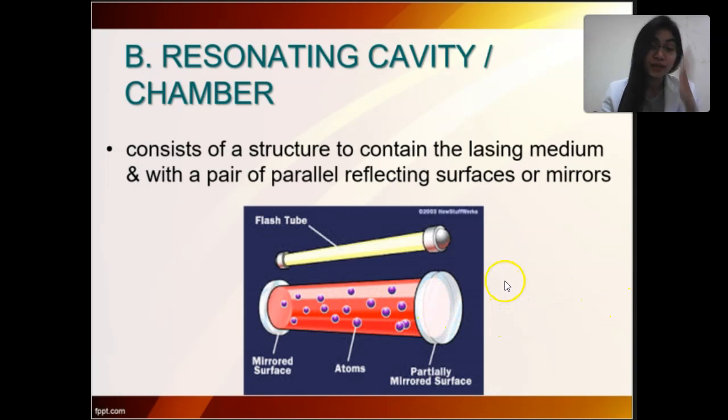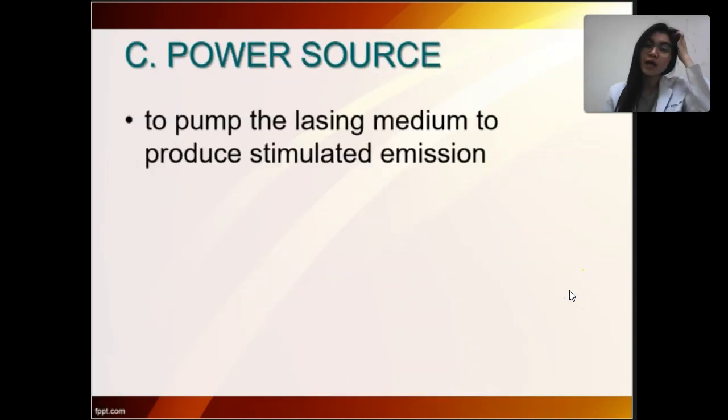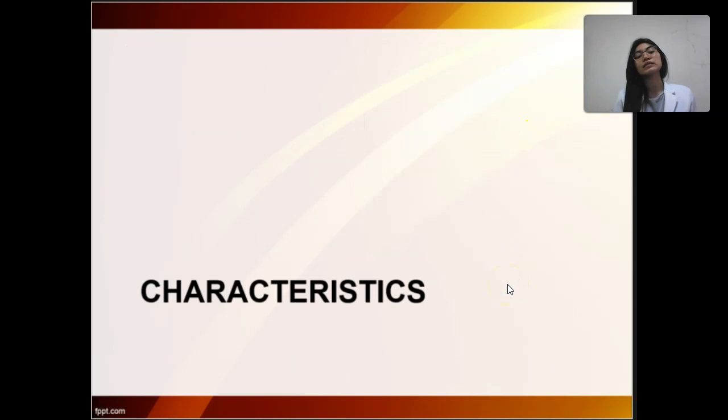Next. Of course, if we have a lasing medium, it has a container, which is your resonating cavity or chamber. We would also have the power source. This would be the one that will be pumping the lasing medium to produce stimulated emission. So, power source.